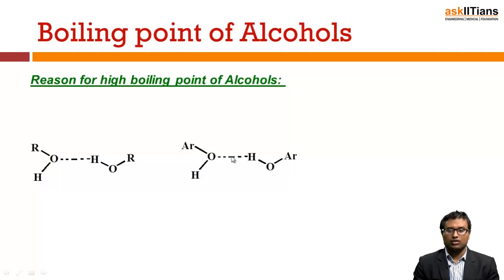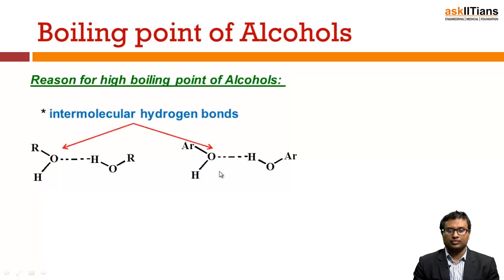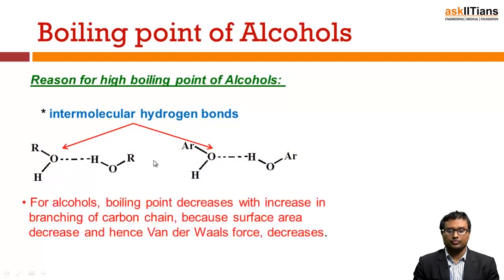So because of hydrogen bonding, you can see here. What type of hydrogen bonding? You have intermolecular hydrogen bonding between one molecule and another molecule. For alcohols, boiling point decreases with increase in the branching of the carbon chain, because the surface area decreases and hence van der Waals force decreases. So boiling point always decreases with a decrease in the surface area.